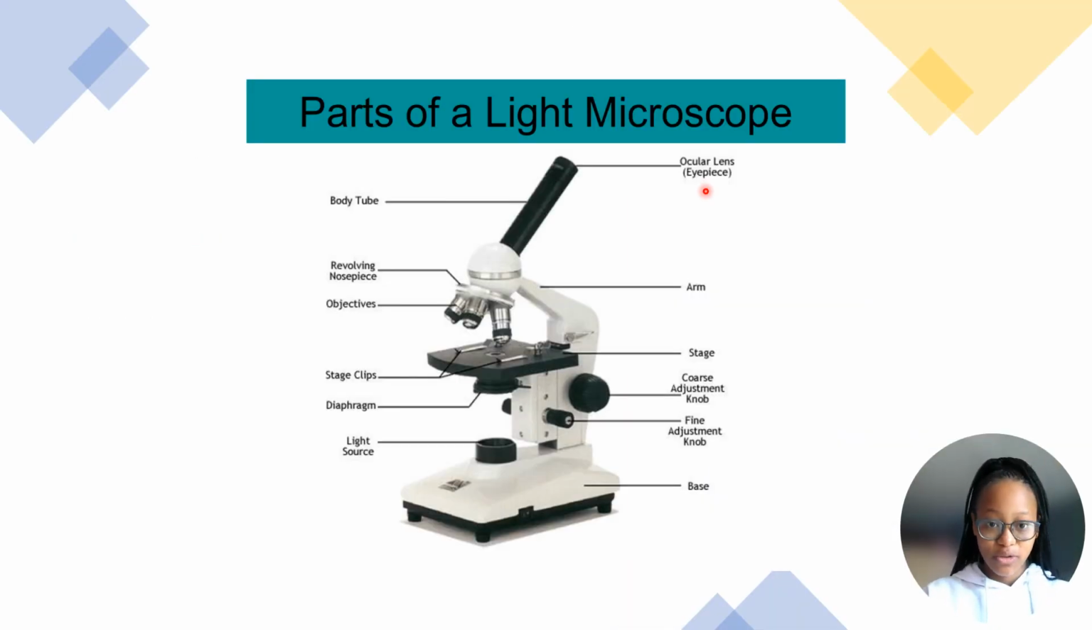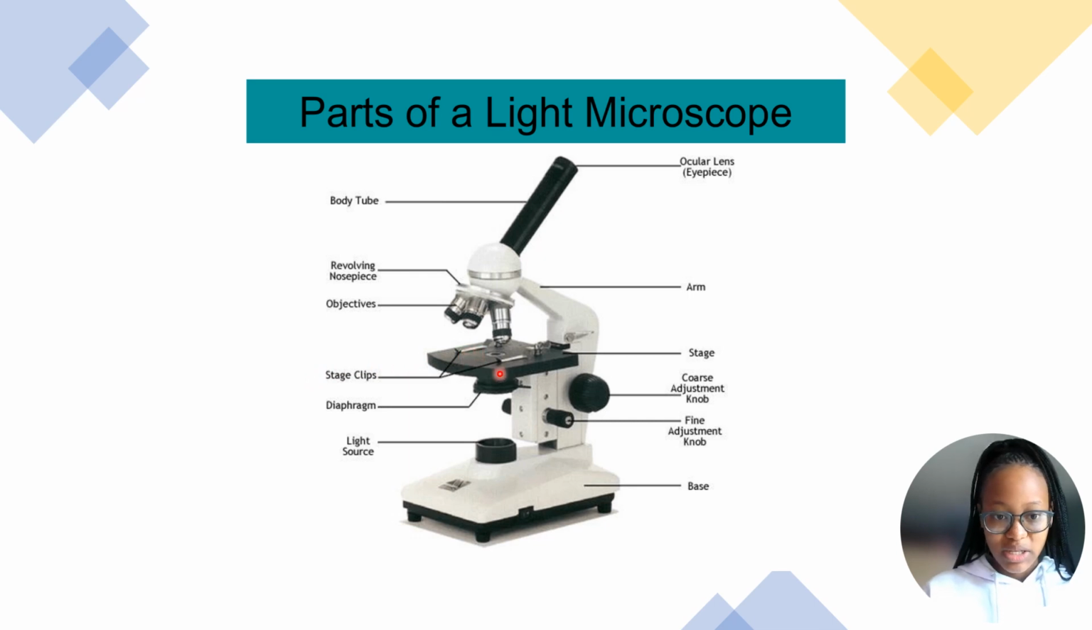So the parts of the microscope that we have are an ocular lens, better known as an eyepiece. We then have a body tube. We have a revolving nose piece, an arm, objectives. There are three objectives. There's one here, another one here, and another one here. You'll learn more about them on the next slide when you learn about the functions of the parts of a light microscope. We then have a stage clip.